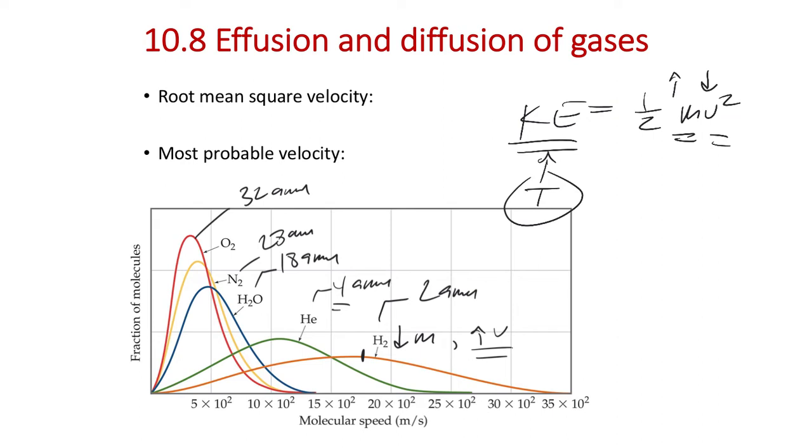We had seen a couple of equations. I'll rewrite them here. The root mean square velocity is equal to the square root of 3RT divided by the molar mass. And our most probable velocity is equal to the square root of 2RT divided by the molar mass.